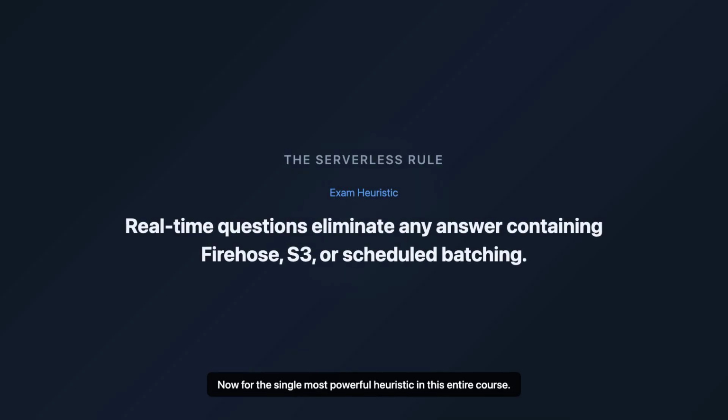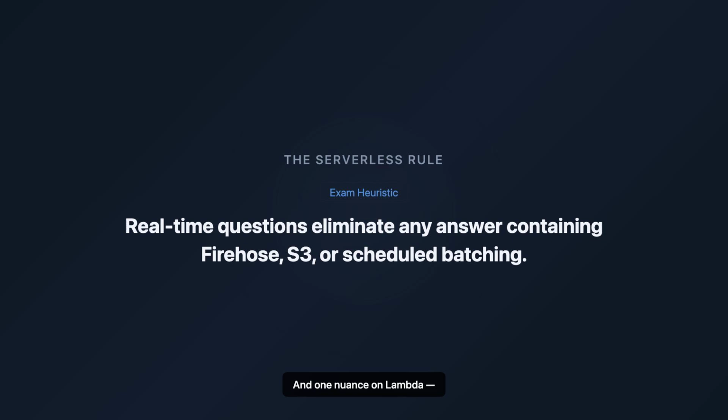Now for the single most powerful heuristic in this entire course. The serverless rule: real-time requirements cannot be satisfied by buffered or scheduled components. Why? Because buffering, batching, and scheduled refreshes all add latency. Firehose buffers. S3 is object storage, not a stream. QuickSight refreshes on a schedule. None of these can deliver in milliseconds.